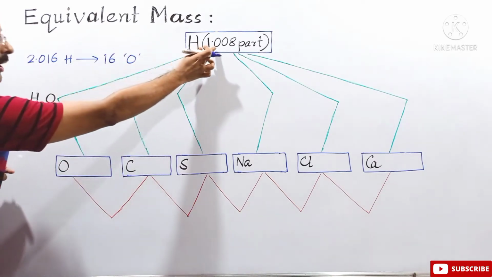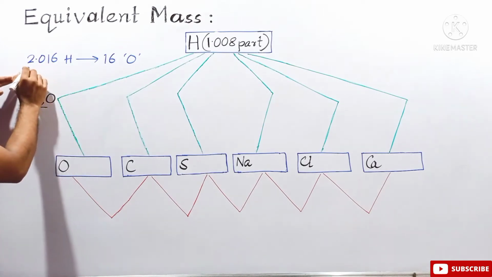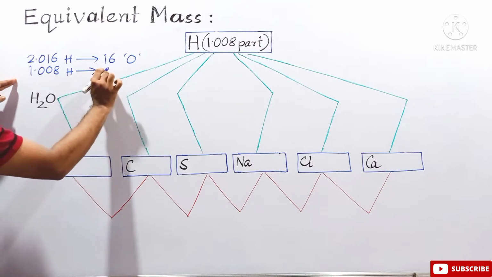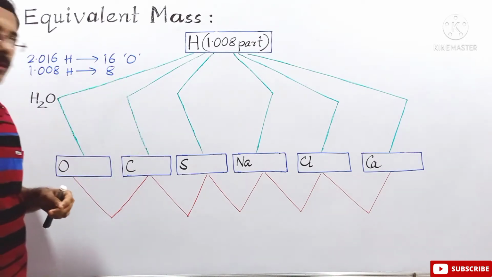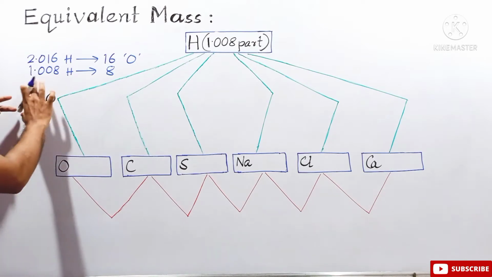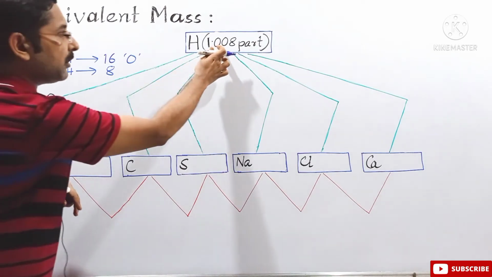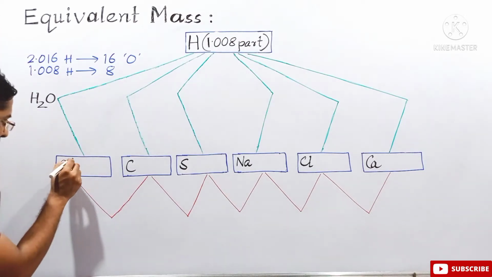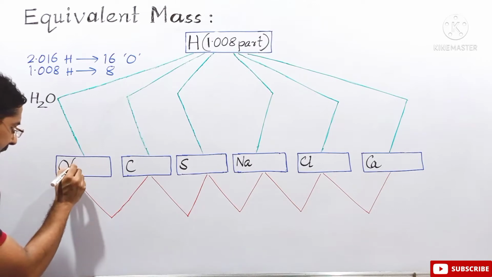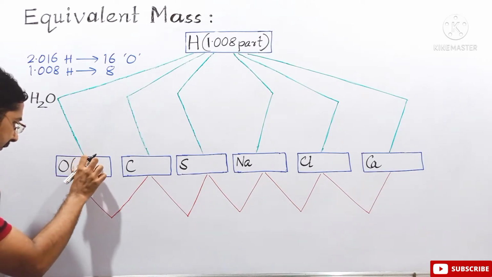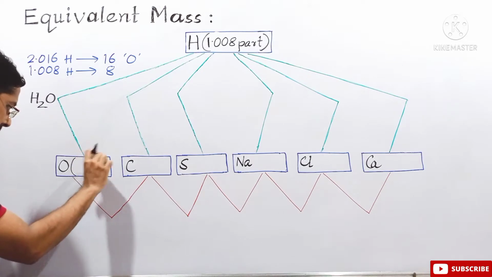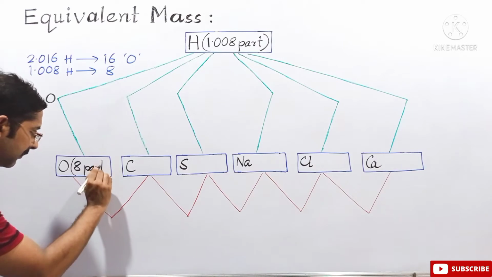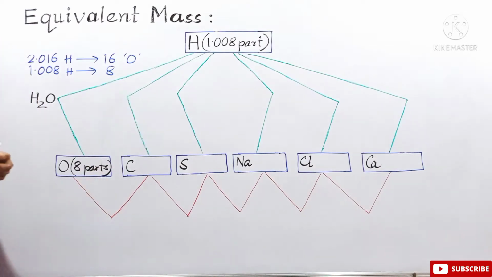So this 1.008 part of hydrogen will combine with definitely 8 part of oxygen. So for the formation of H2O molecule, 1.008 part of hydrogen will combine with, we can write of course, 8 part of oxygen, right? So this is 8 parts, okay?